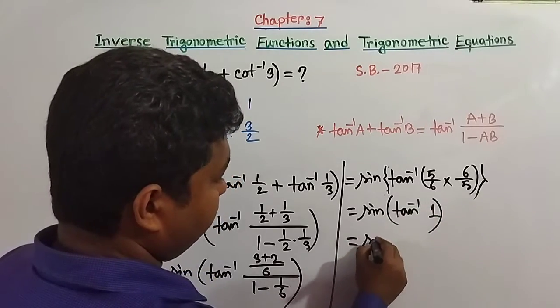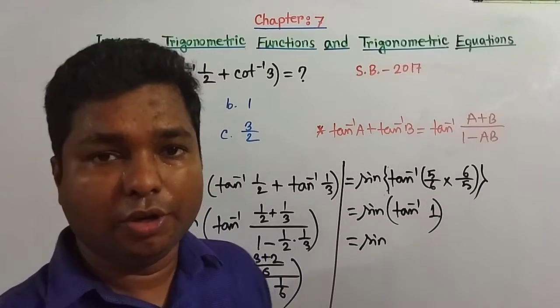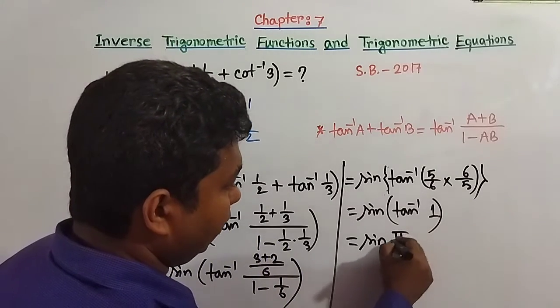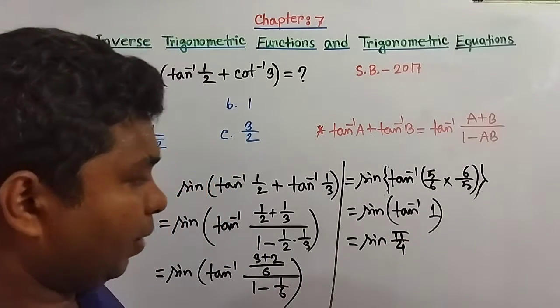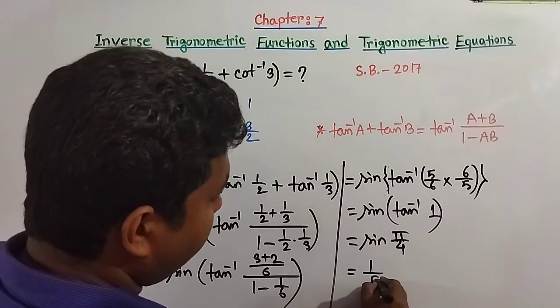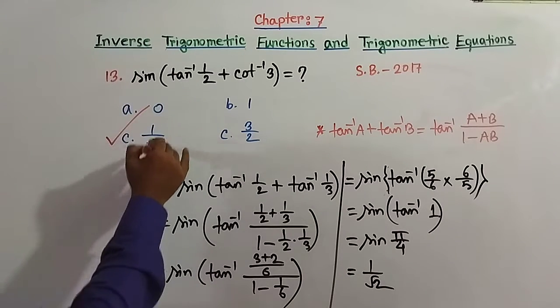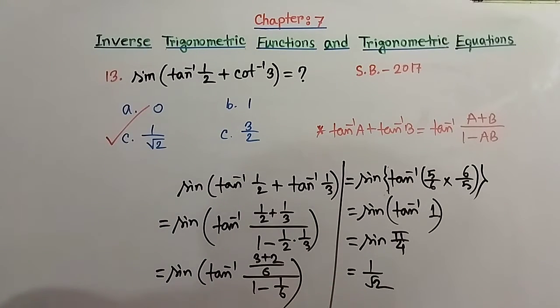Then sin, we know tan inverse 1 equals pi by 4, so we have to write sin pi by 4. Now sin pi by 4, that is sin 45 degree, equals 1 by root over 2. So our required answer is option C, that is 1 by root over 2.